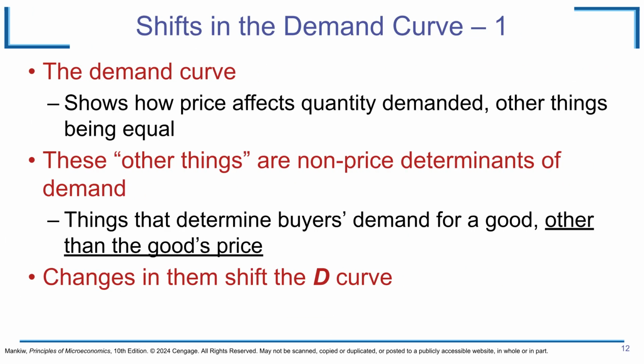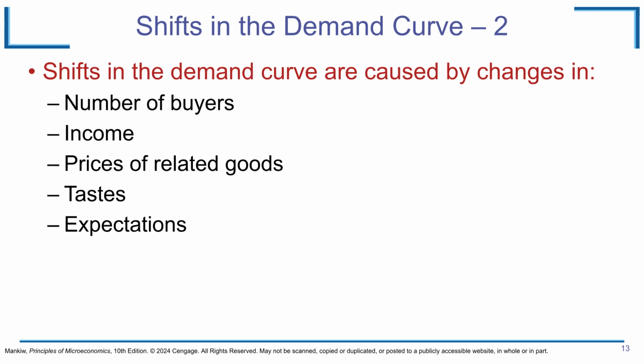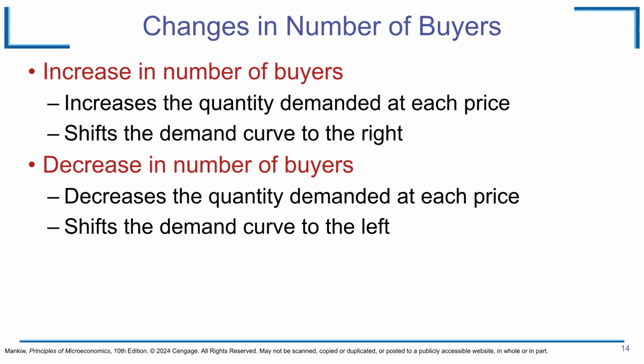While price causes movement along the curve, other non-price factors cause the curve to shift entirely. These are the non-price determinants of demand. Key factors that shift the demand curve include the number of buyers, income levels, the prices of related goods, consumer tastes, and future expectations. For instance, an increase in the number of buyers increases the total quantity demanded at every price, shifting the demand curve to the right. Conversely, fewer buyers shift it to the left.